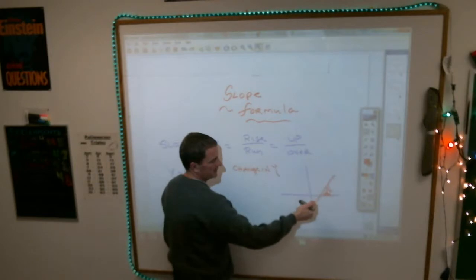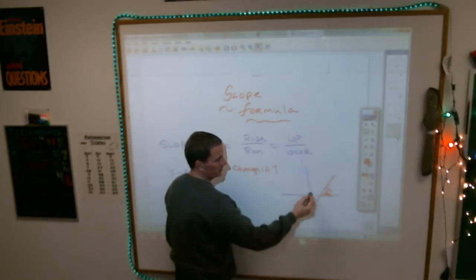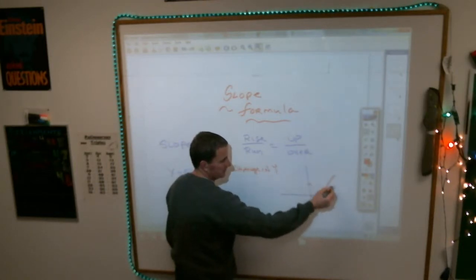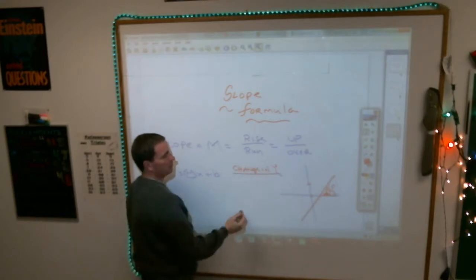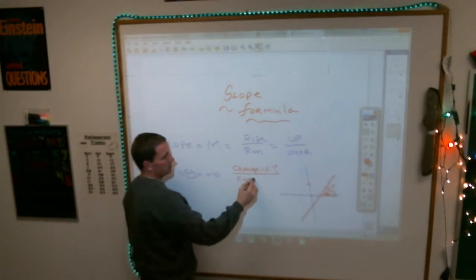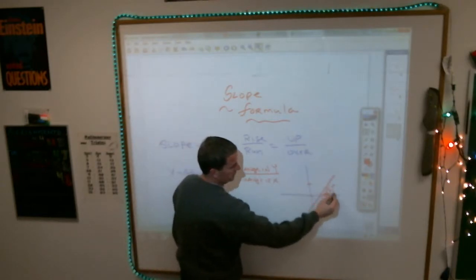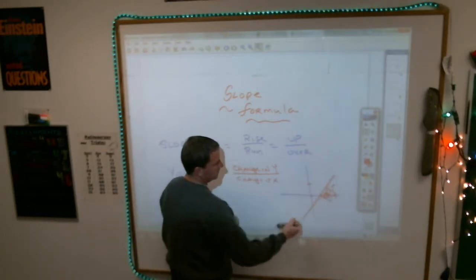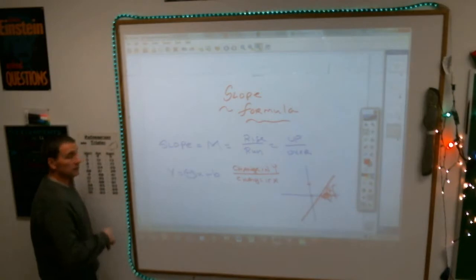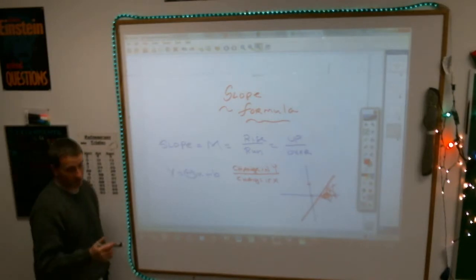What's happened on the y-axis? How much has y changed? Well, it went from here up to here, right? That distance right there, 2. And that is over the change in x, which is this distance from here to here. Or from there to there, matters not. Which leads us to the slope formula, which is just this.